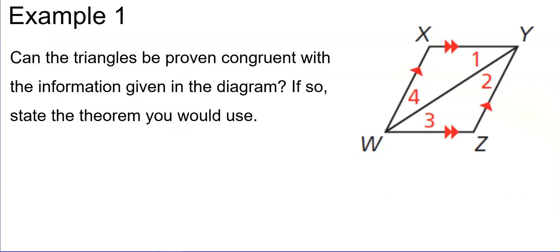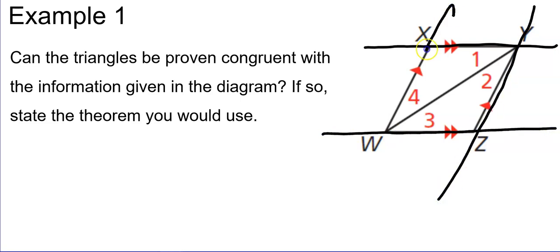Okay, can the triangles be proven congruent with the information given in the diagram? If so, state the theorem you would use. So first off, we have a bunch of parallel lines. We have this parallel line, this parallel line, this parallel line, okay? And then we have a transversal coming through. So this takes us back to what we've done for quite a while now, all right?